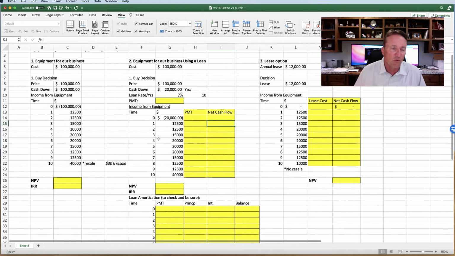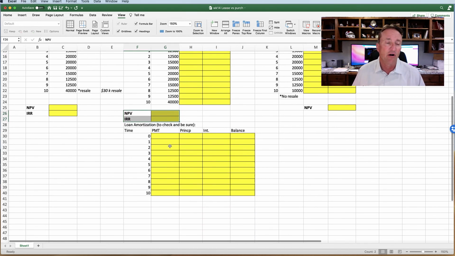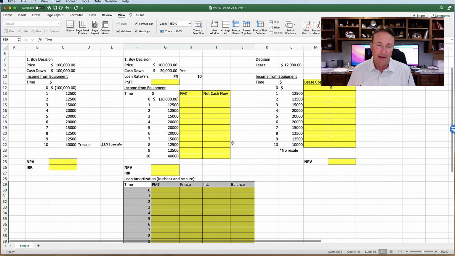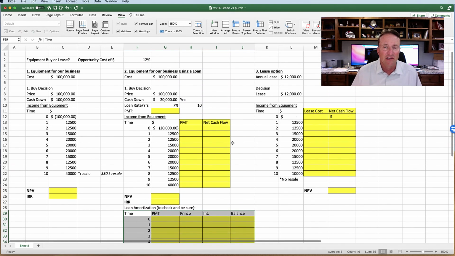Again, we've done this before a little bit, so you're going to come up with traditional NPV and IRR. Now I did put a loan amortization table down here. You can figure the payment, but it does make sense to do the loan amortization to make sure that is the right payment. And so you can do that table below. Again, a little bit of review.